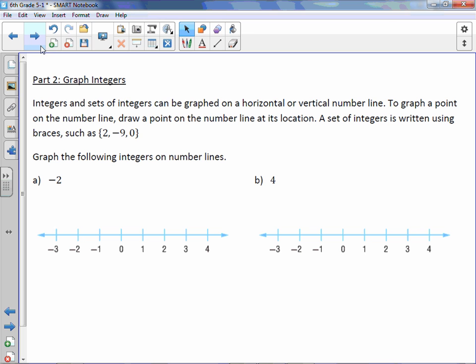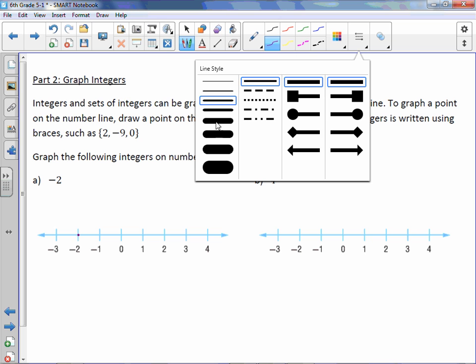Graphing integers. Integers and sets of integers can be graphed on a horizontal or vertical number line. To graph a point on the number line, draw a point on the number line at its location. A set of integers is written using braces, such as {2, -9, 0}. Graph the following integers on the number line. All you are doing is finding that number on the number line and placing a point.